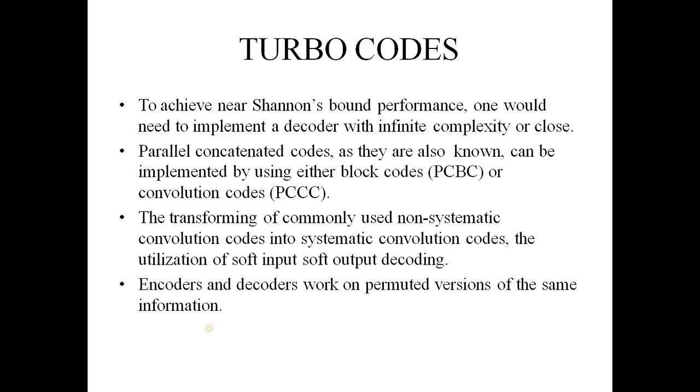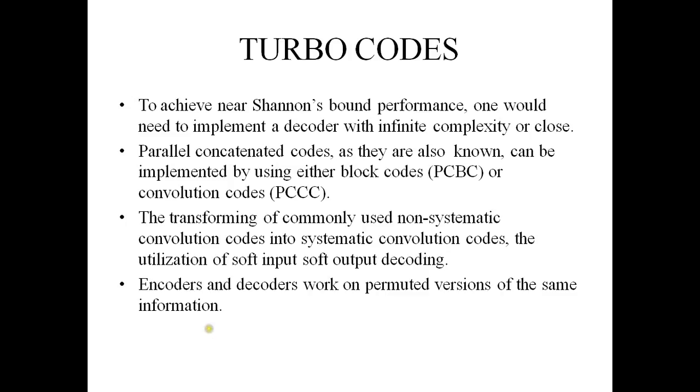Now we'll come to turbo codes. Turbo codes actually are known as PCBC or the PCCC. PCCC are the convolutional codes that were already used, and turbo codes were used to improve its performance. Turbo codes actually make use of two blocks. One is the encoder and the other is the decoder.